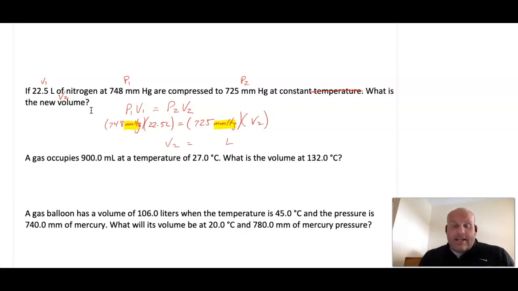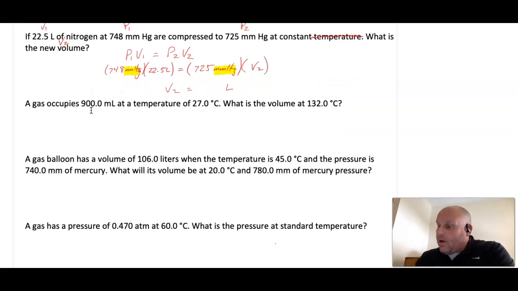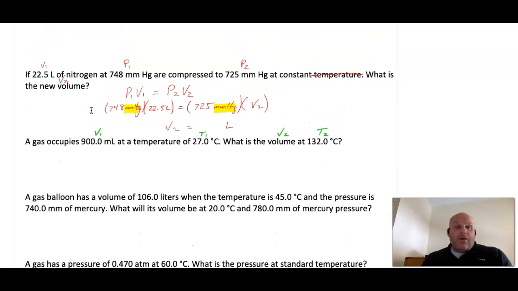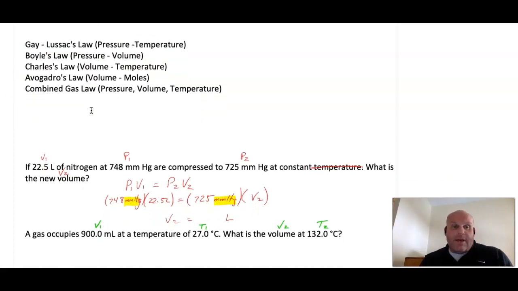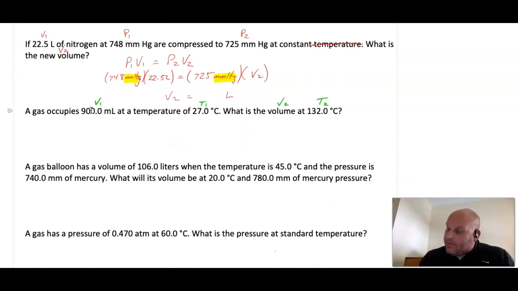Okay, next I get to the next gas law problem. I reset and do it all over again. A gas occupies, well, that's a volume at a temperature. What is the volume and temperature? Okay, so now I look at what I've labeled here in my problem. I've labeled volumes and temperatures. So if I go to my expression, that means I can get rid of pressures and amounts, and I'm left with an expression that looks like V1 over T1 equals V2 over T2.